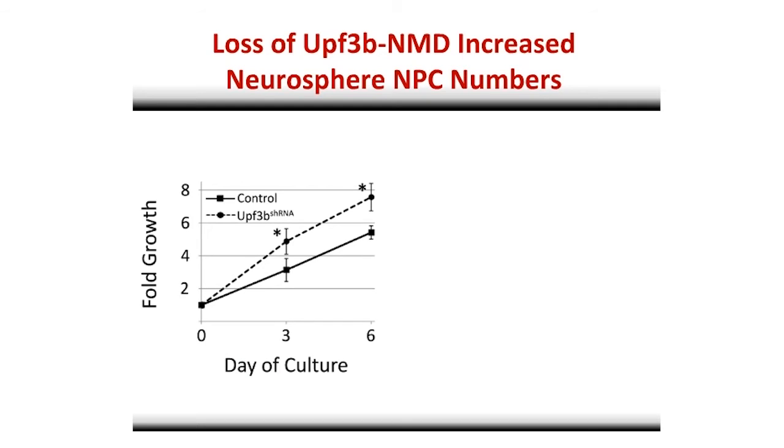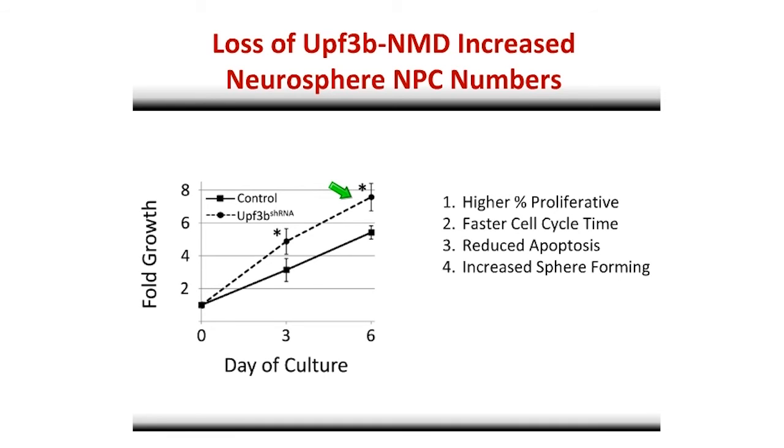So looking at how the neurosphere cultures went, we did just a simple cell proliferation assay, and when we knocked down UPF3B, we can see we had an increase in cell numbers in these cultures. So we really wanted to dig down to work out what could be the explanation. We looked at whether there was an increase in the percentage of proliferating cells. We looked at cell cycle. We looked at apoptotic rates. The last thing that we looked at was the number of stem cells in these cultures, and that actually gives us an explanation.